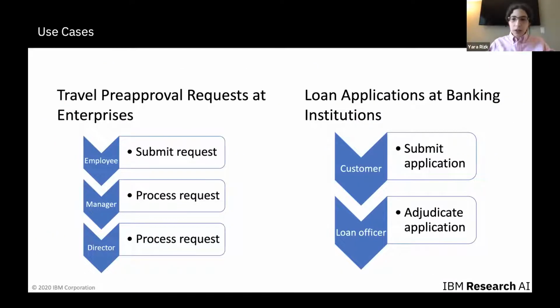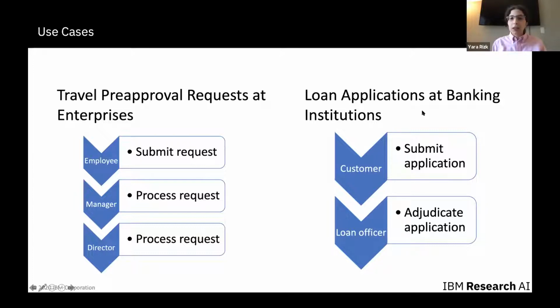And so the 2 use cases that we will focus on in this presentation are a travel use case, where in large enterprise companies, before employees can travel anywhere, they need to submit a travel request so that the company can approve the request and pay for the expenses. And that tends to be a 3-step process where an employee submits the request, the manager reviews the request, and then the director also reviews the request. And you would need 2 approvals to consider the application passed.